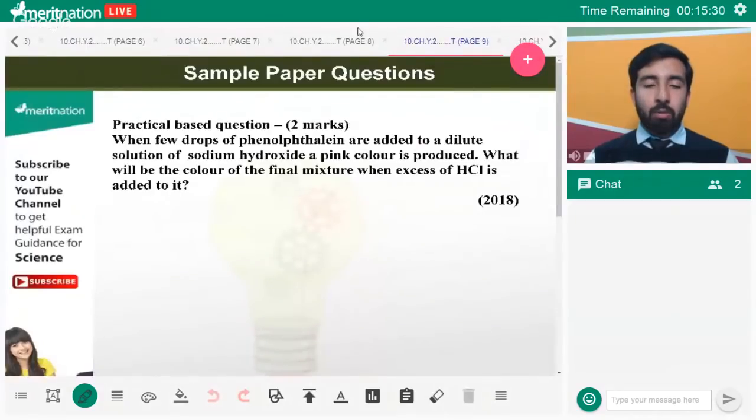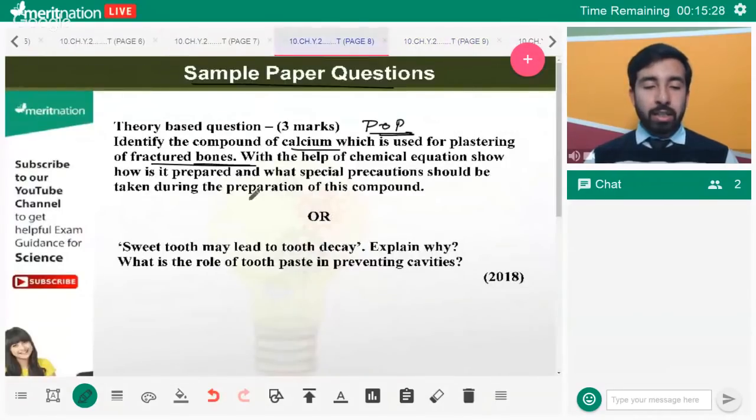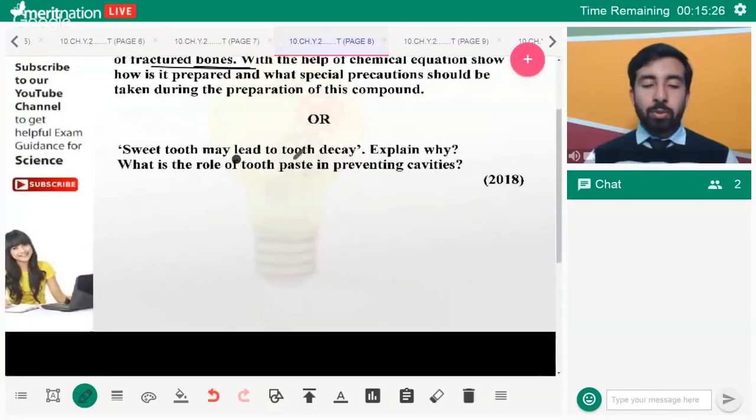Exactly. Now moving on to the next part, that is: sweet tooth may lead to tooth decay. Explain why. What is the role of toothpaste in preventing cavities?